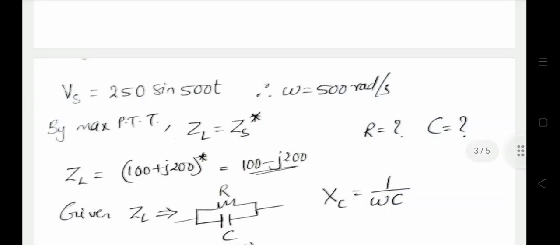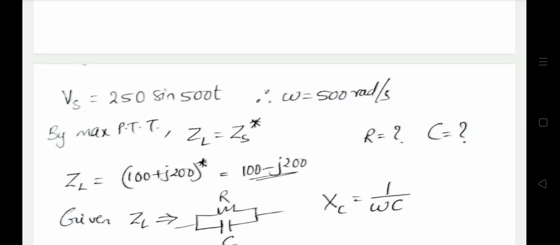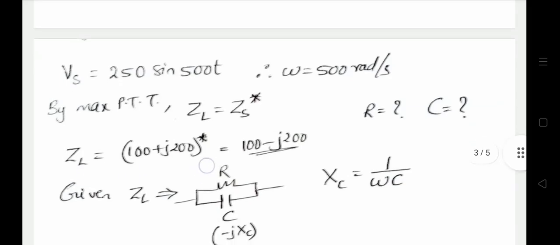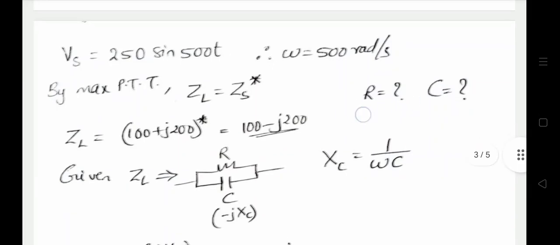Why conjugate? Because this is an AC circuit, which consists of resistors and capacitors, so we just take the conjugate. That means Zl is equal to the conjugate of 100 plus j200, that is 100 minus j200. Now we have to find the value of R and C.